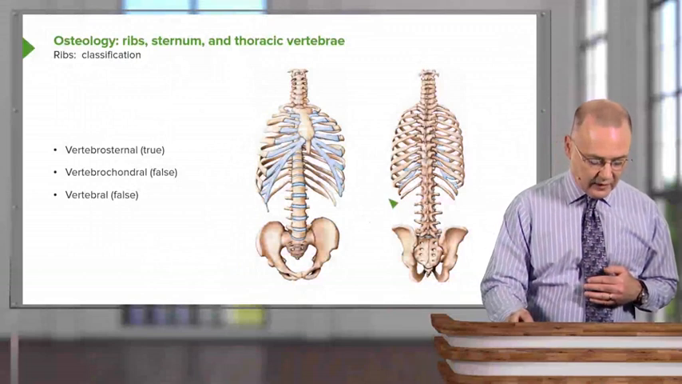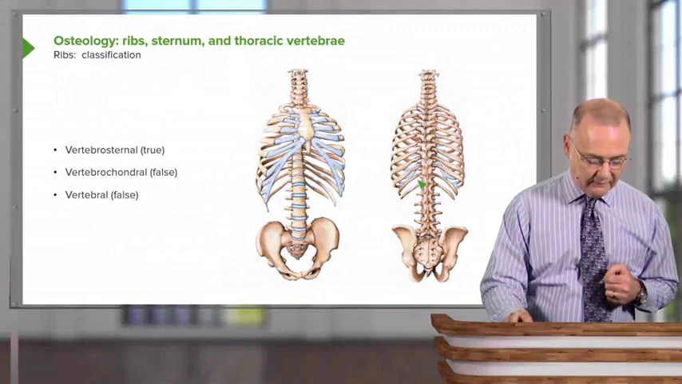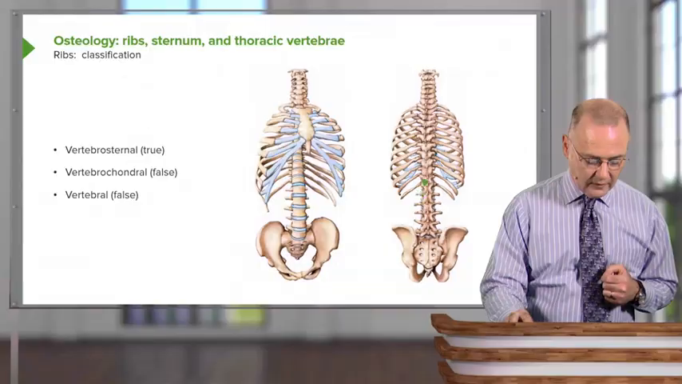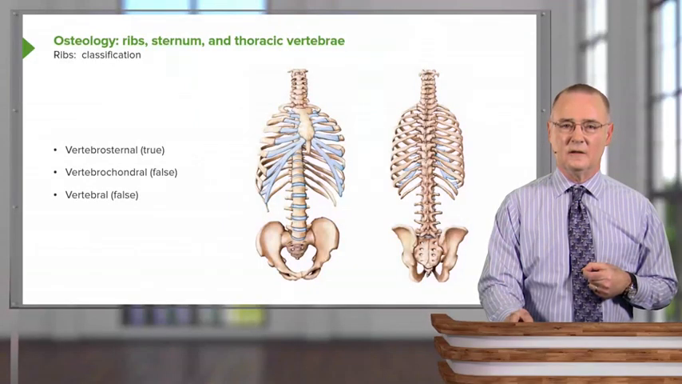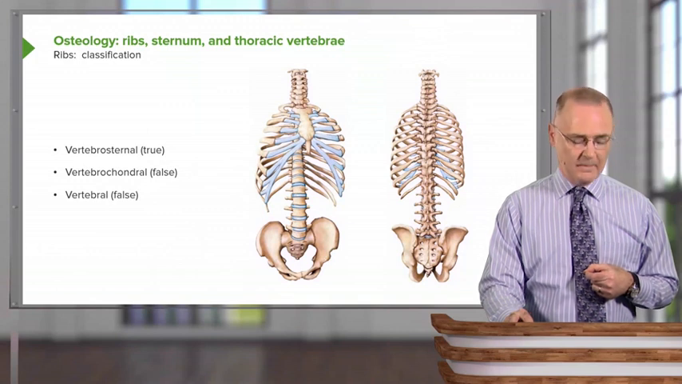The last 2 ribs, the lower 2, just have vertebral attachments to the thoracic vertebrae and no anterior attachment. So here we see number 12. Here we see rib number 11. They just have posterior vertebral attachments, and they do not have a direct anterior attachment to either the costal cartilages, and they certainly do not connect to the sternum.